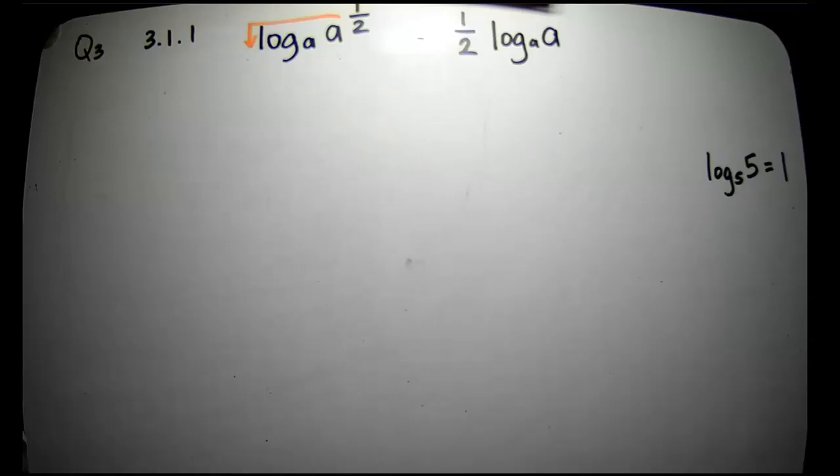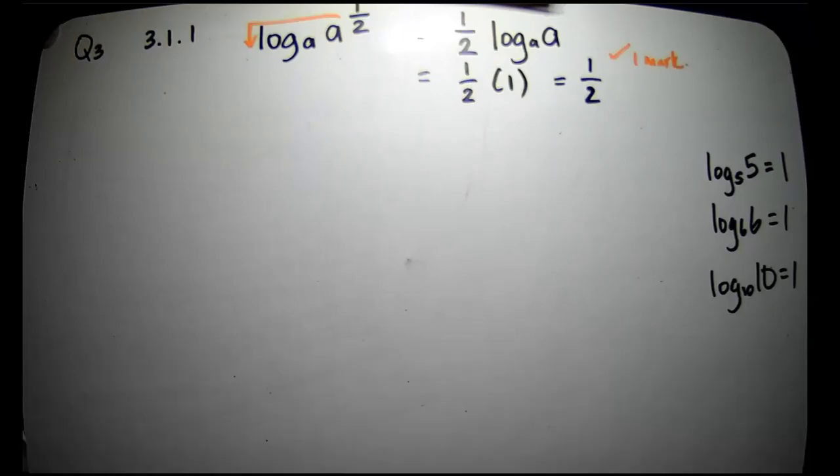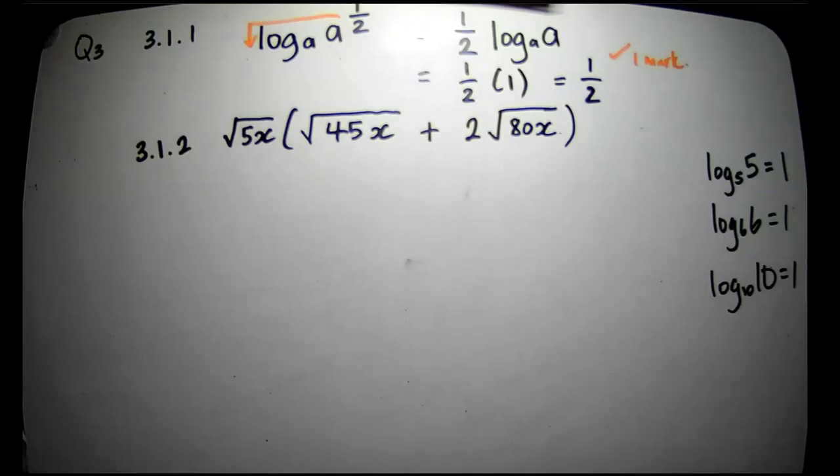Now remember that log to the base 5 of 5 is equal to 1. Notice that log base 6 of 6 is equal to 1, and log base 10 of 10 is also equal to 1. So it follows that the answer is going to be a half, since half times 1 is equal to a half. If you wrote a half, it's just 1 mark and it's all you needed. But as I said, I'm trying to explain this as we're going along. Right, next one we're going to is 312.